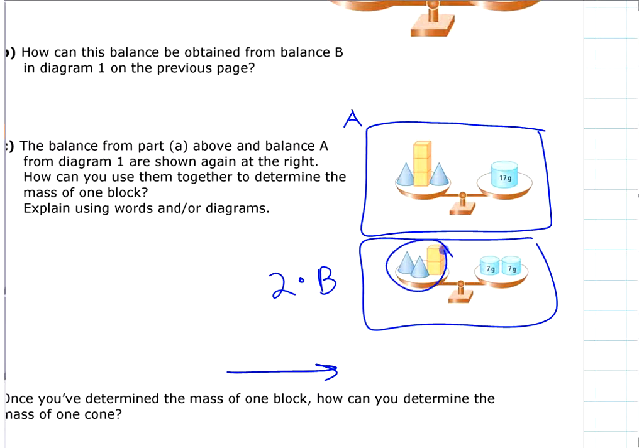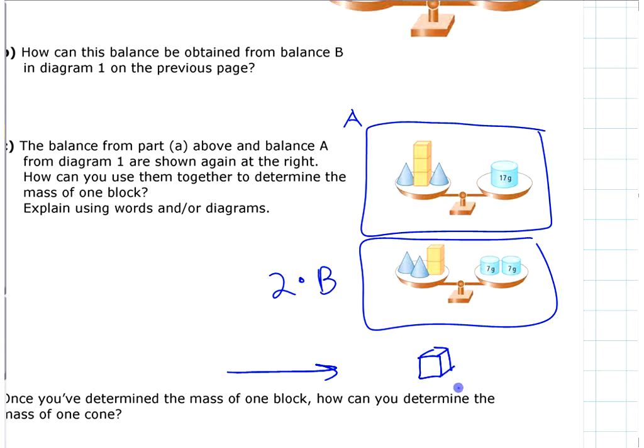If you know 2 cones, 2 blocks are 14, and you know 2 cones, 3 blocks are 17, what do you know has to be true? You're not sure? Do you want me to review that for you? 2 cones, 3 blocks are 17. 2 cones, 2 blocks are 14. What can you figure out? You can figure out one of them now, right? 1 block is 3, right?